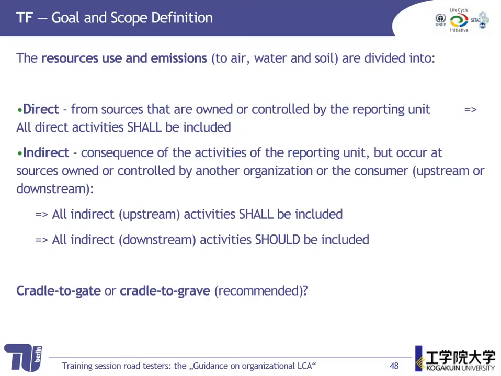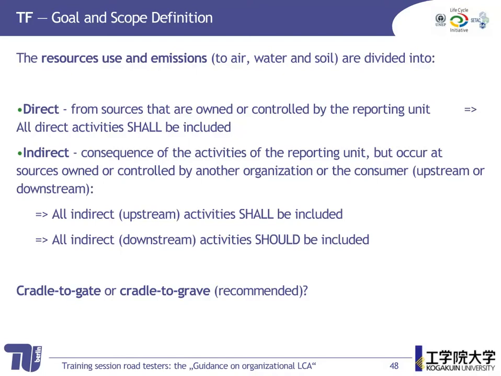Here we again have the idea of the consolidation method. Depending on the type of consolidation method that we have selected in the reporting organization definition, we will decide and put the limit of what exactly are direct and indirect activities, and also which are the direct and indirect resources used and emissions derived from these activities. According to the ISO, all direct activities shall be included in the assessment.